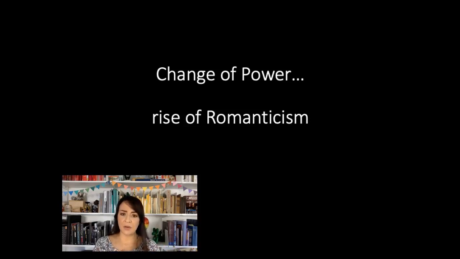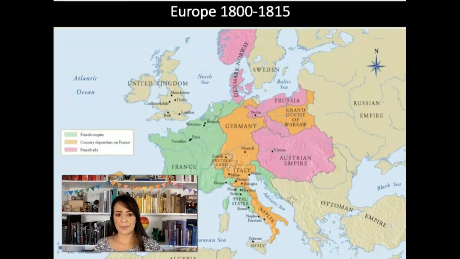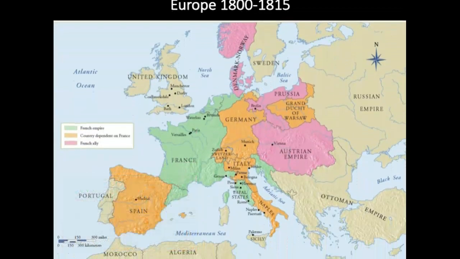This change of power is the rise of Napoleon and the First French Empire. So if we look here at this map, what we see here is the extent or expanse of the French Empire. Green is the areas directly controlled by Napoleon, and the pink are his allies, and then the countries in orange, those are directly dependent on France, and that is because he's instilled his family members in those locations.